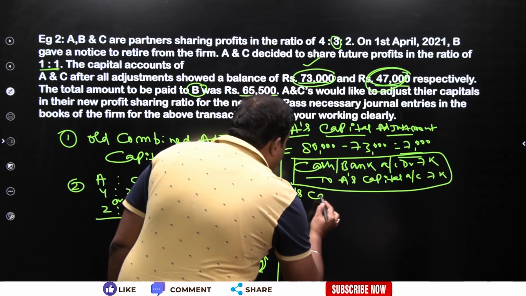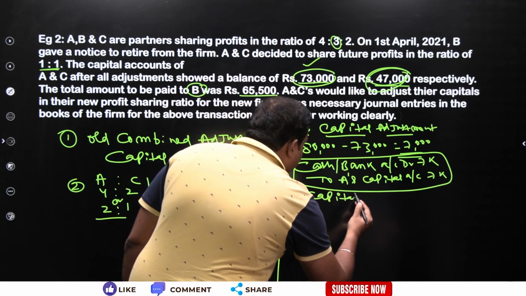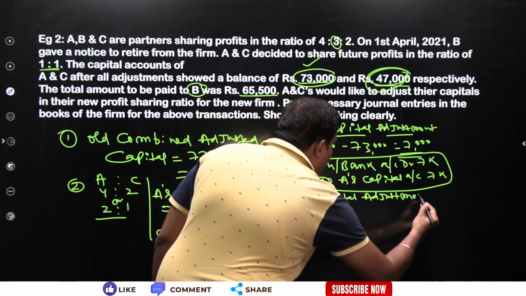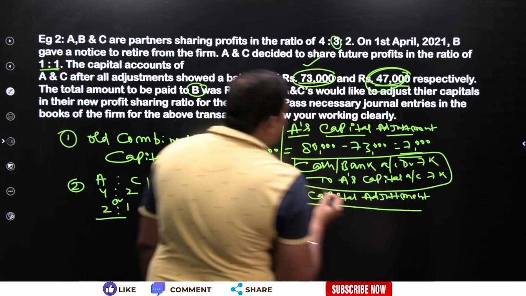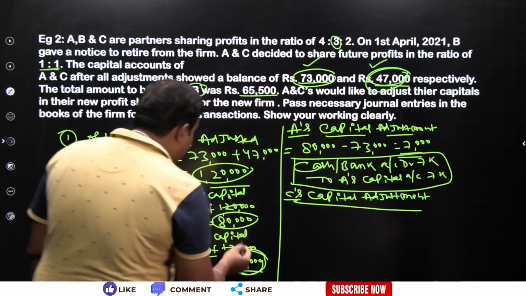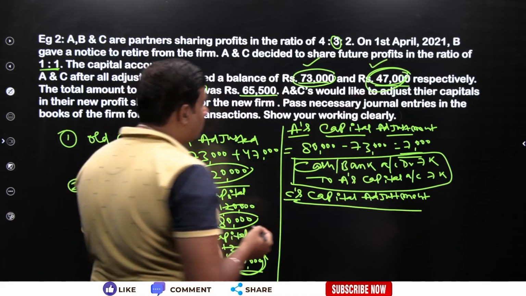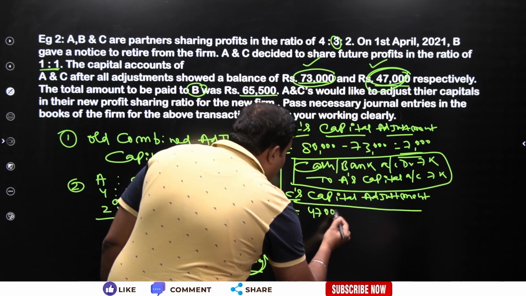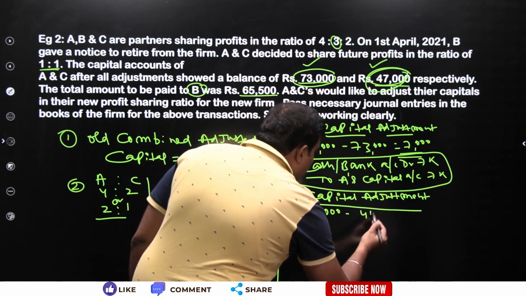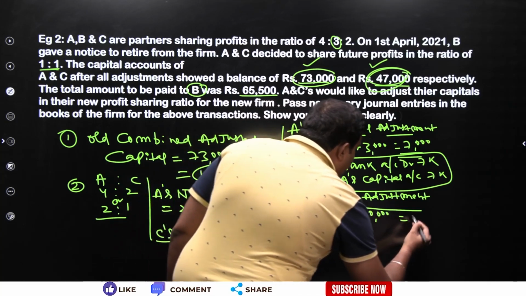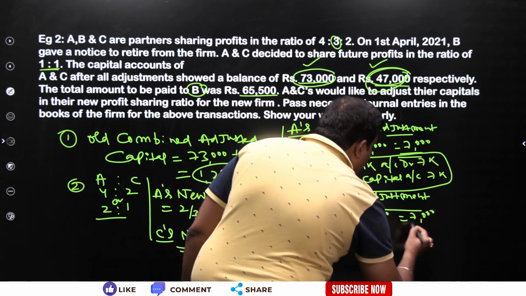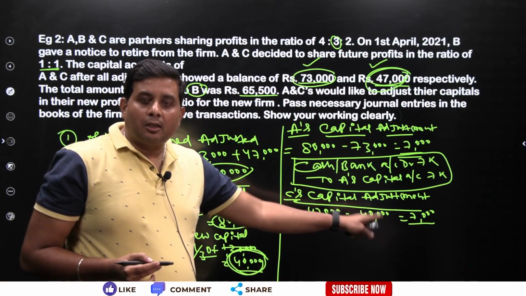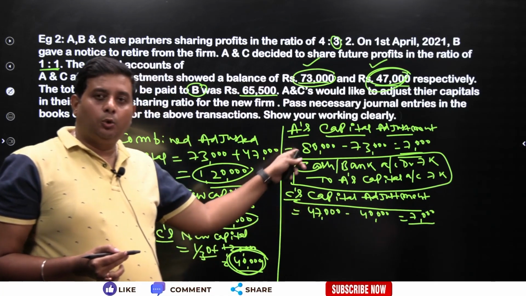C's capital adjustment. C already has a capital of 47,000 but there is a requirement of 40,000. So here we can easily notice that the availability is more than the requirement. Then the difference is a surplus amount and has to be withdrawn by that partner. So here we find there is a surplus of 7,000 which has to be paid to C.